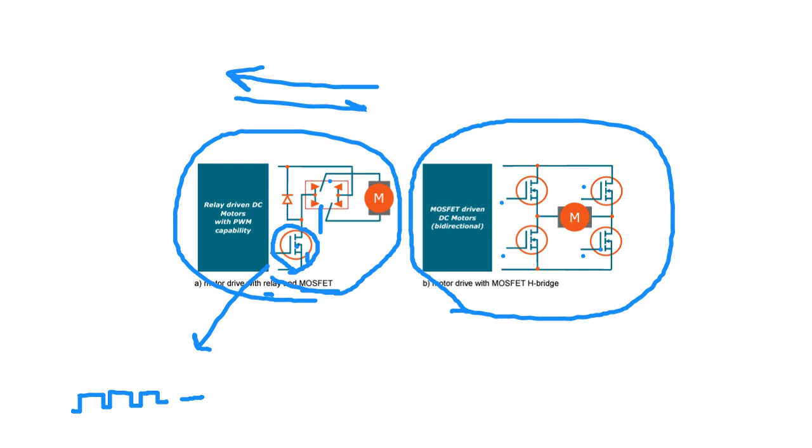So, first one, we can summarize again. You will see three applications in the automotive factory. One of them is only relay. The second one is relay plus one MOSFET. The third one, all of them will be MOSFET. It means that H bridge.